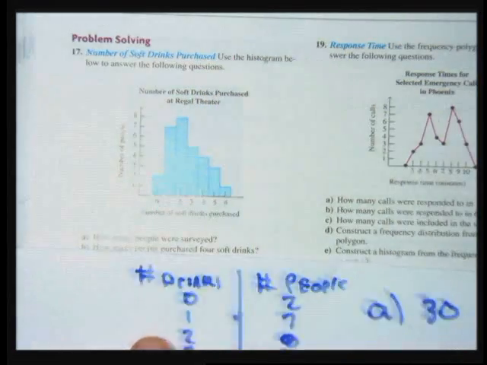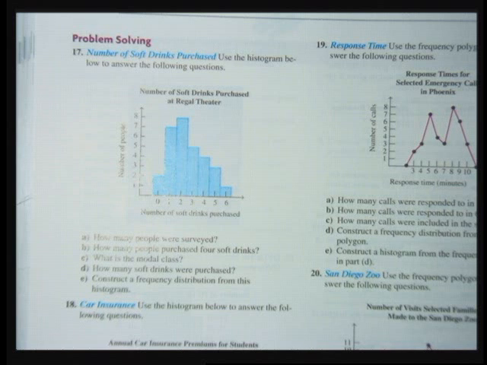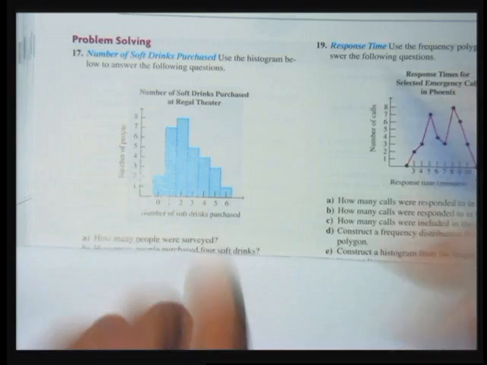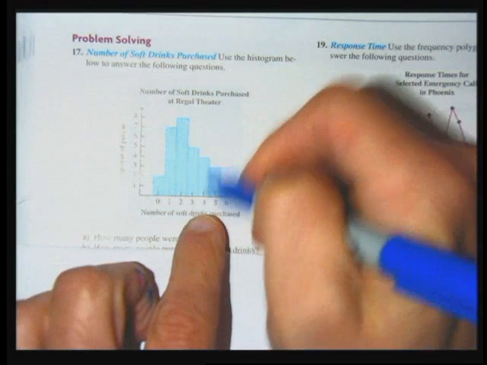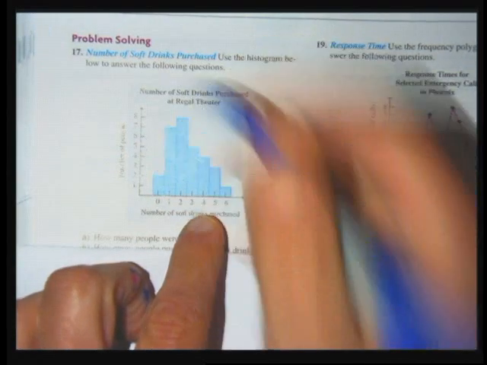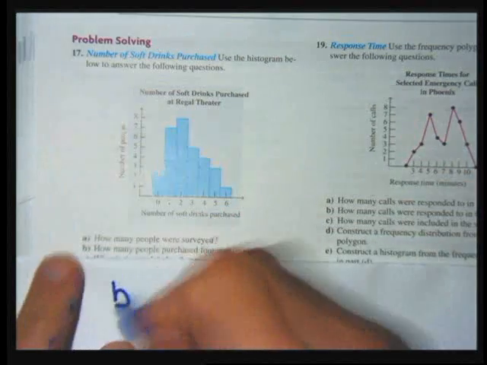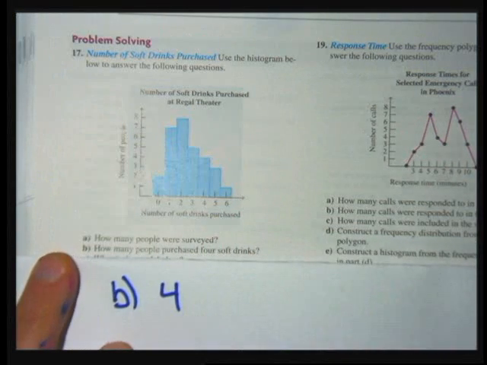Part B, how many people purchased 4 soft drinks? That's quite a bit easier of a question. How many people purchased 4? So this is 4 soft drinks. I go up to the top and I go over. It looks like for part B, there were 4 people that purchased 4 soft drinks.